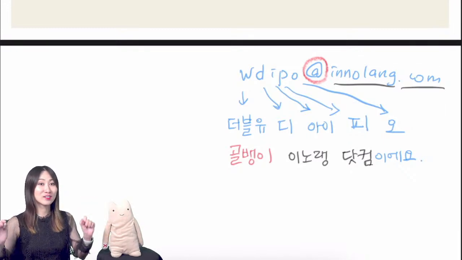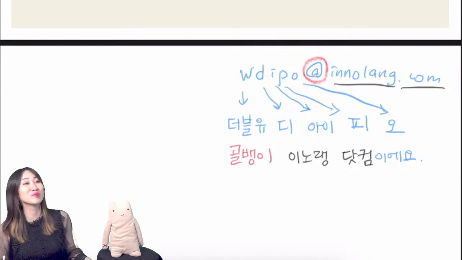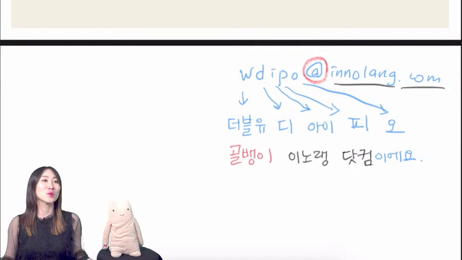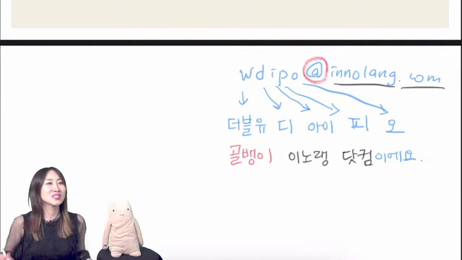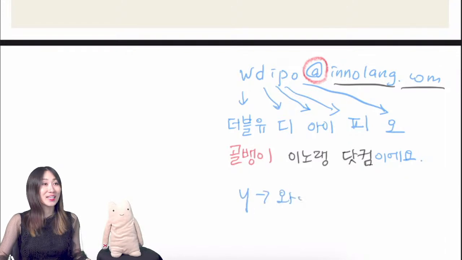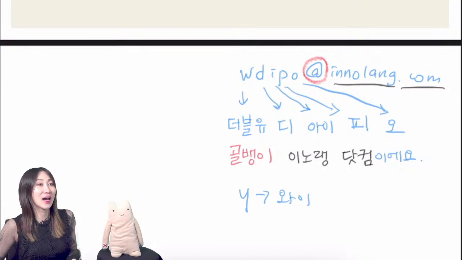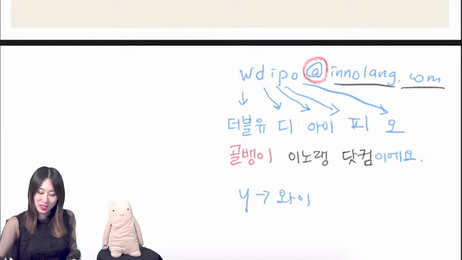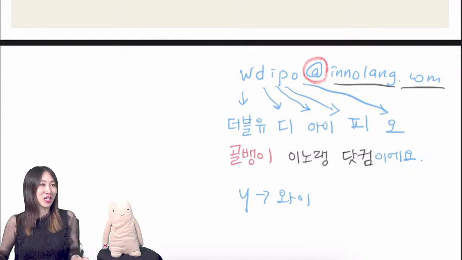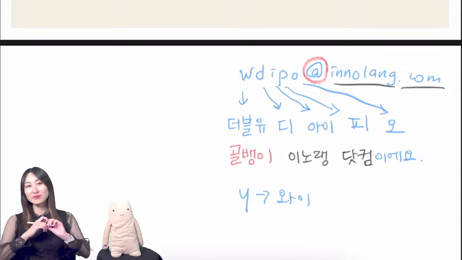Wow, we learned lots of names of the alphabet in Korean pronunciation today. And 프라티샤 잘했어요. 맞아요. By the way, it's not Y, it's W. DIPO 골뱅이. 맞아요. Exactly. Okay, so that's all.